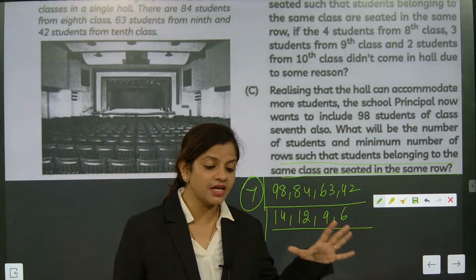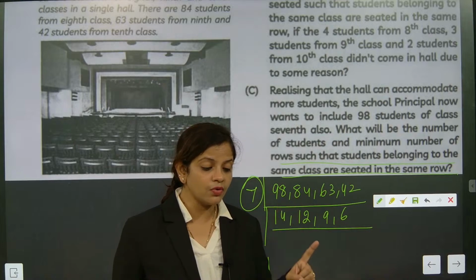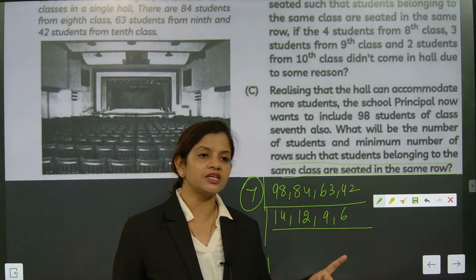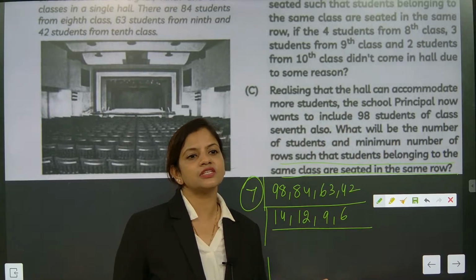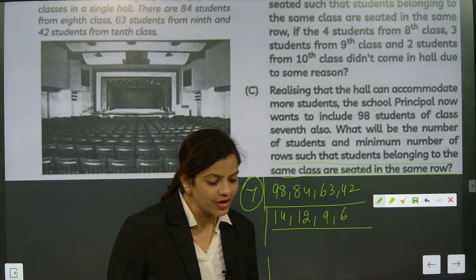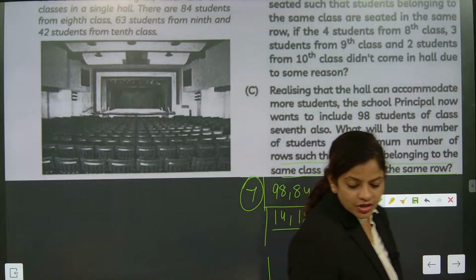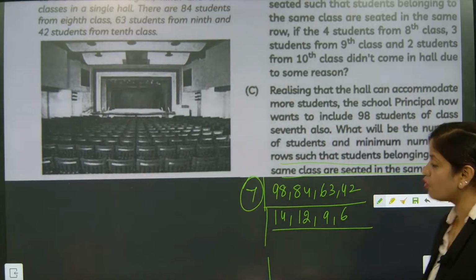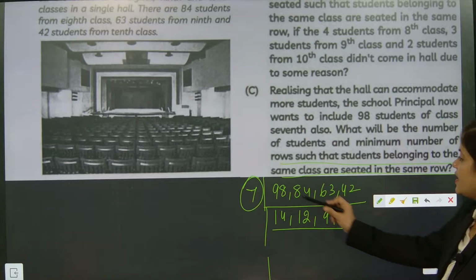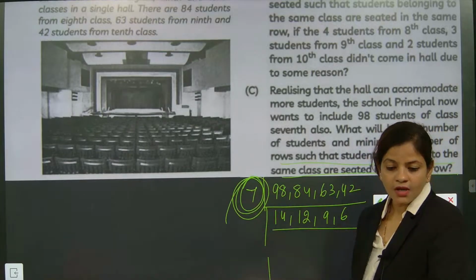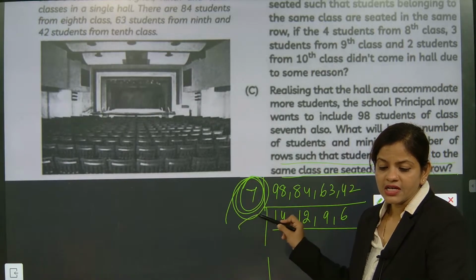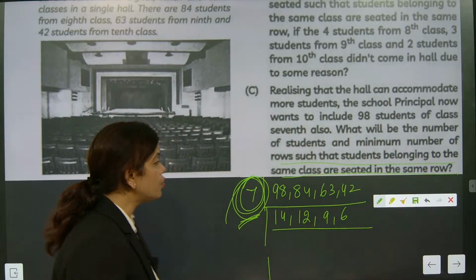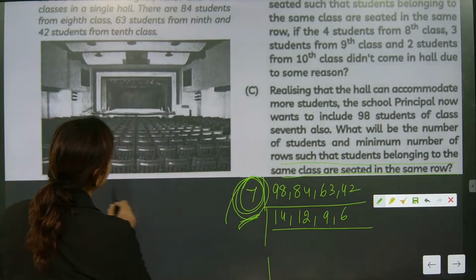Now 7 is there, but 7th class will sit separately, 8th class will sit separately, 9th class will sit separately, and 10th class will sit separately. So each 7 here is not a row. 7 is the number of students here. Each row will have how many students? 7. So how many rows are needed?